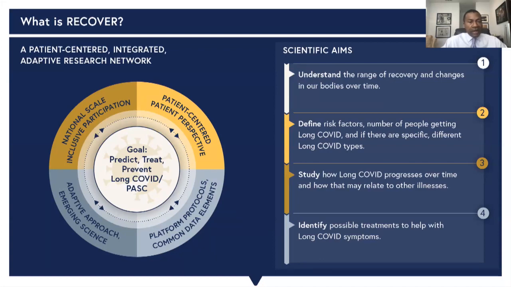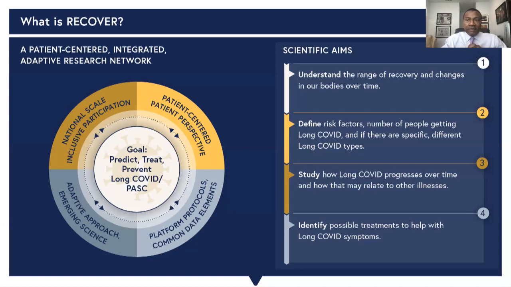This is also an adaptive approach so that we can continue to look for the emerging science and implement it in a facile way. And we know that this is a national scale. This is a broad-based problem, and we want to have inclusive participation with the understanding that the impact of long COVID can be varied in different patient population scenarios and environmental situations.